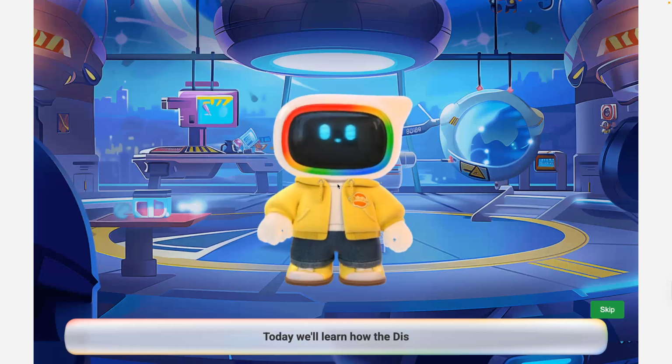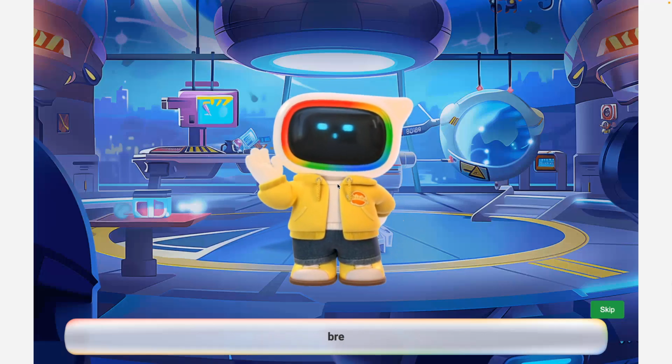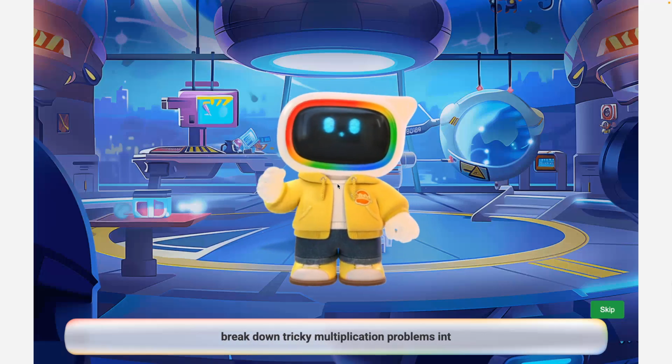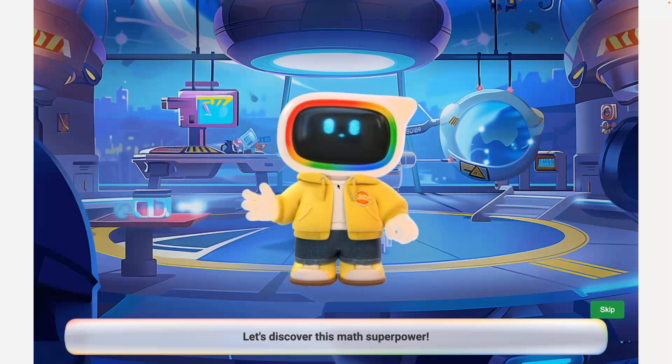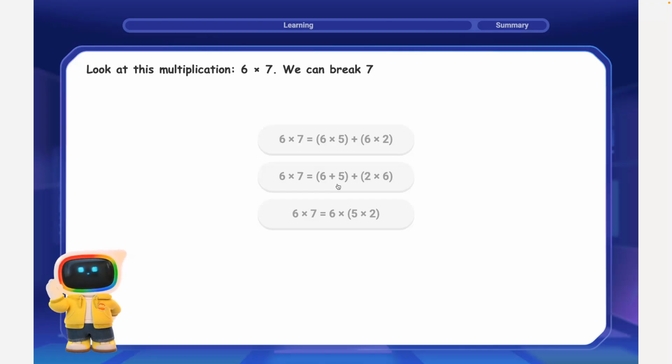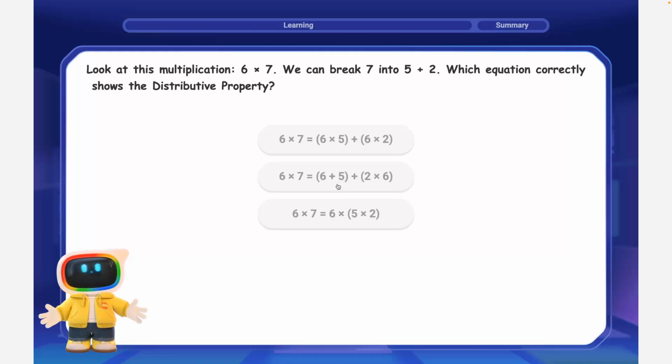Today we'll learn how the distributive property helps us break down tricky multiplication problems into simpler ones. Let's discover this math superpower. Look at this multiplication, 6 times 7. We can break 7 into 5 plus 2. Which equation correctly shows the distributive property?